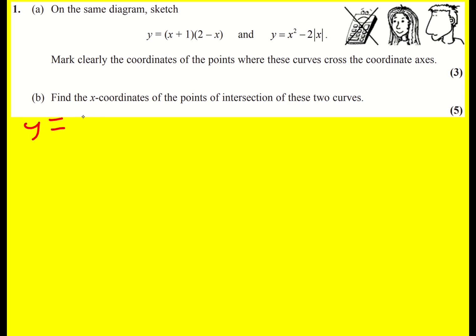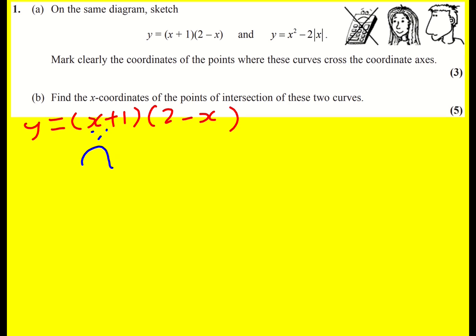So I'm going to look at the first one. y is equal to (x plus 1) times (2 minus x). This is a quadratic because when I multiply the x and the minus x, I'll get minus x squared. That will be my leading term. And furthermore, it's a sad quadratic or negative quadratic. It's going to look like this.